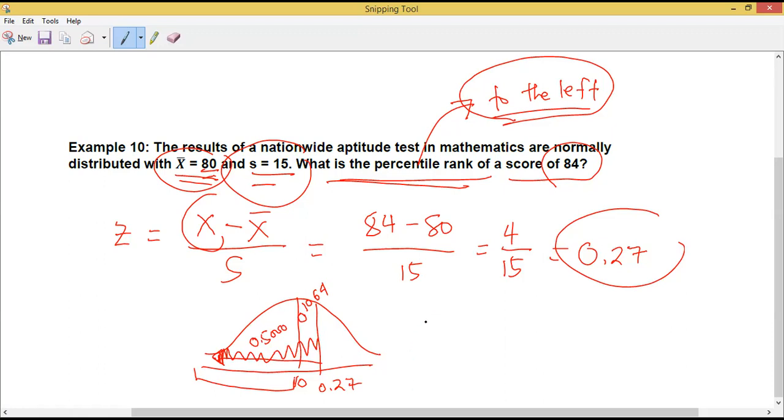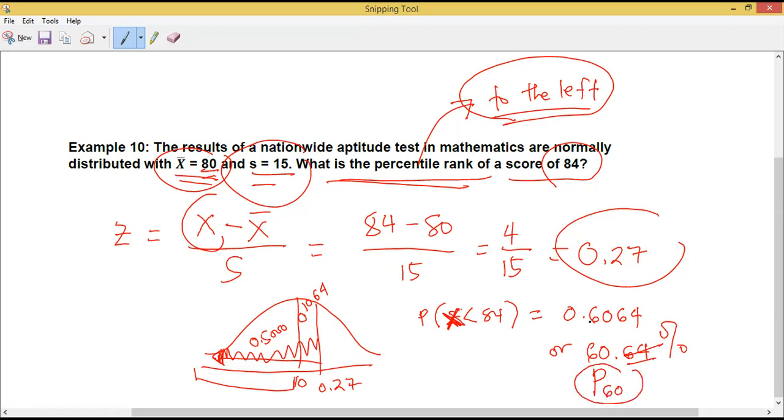Let's look for this area. We simply add them. So the probability of x less than 84 is 0.6064, or we say 60.64%. In percentile, we drop the decimal point. So we say this is P60, or percentile 60. Thus, the percentile rank of a score of 84 is P60, or the 60th percentile.